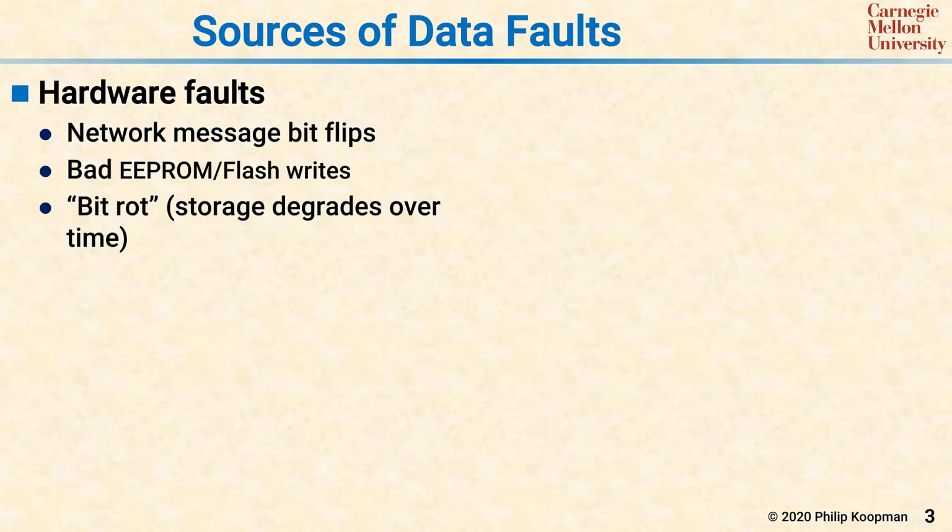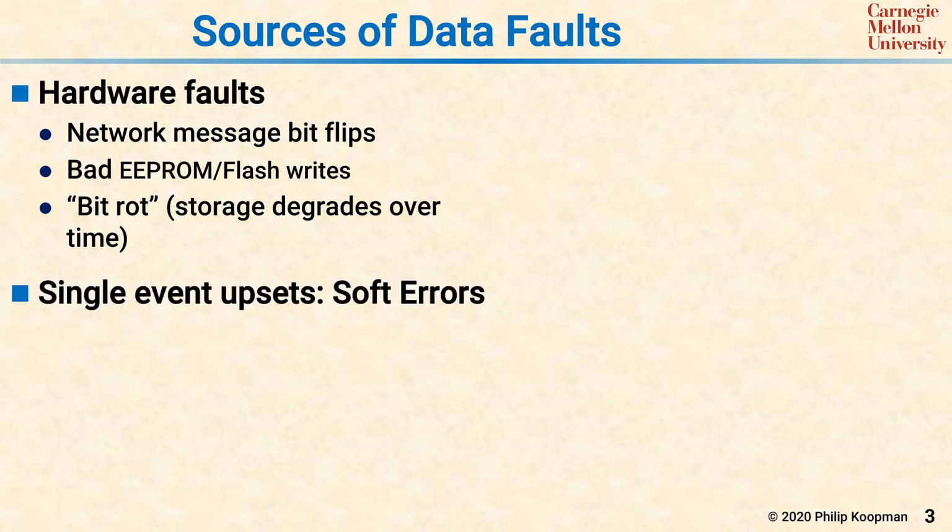During computations, you can get single event upsets, otherwise known as soft errors. For decades, it's been known that these happen on a regular basis, but they happen moderately infrequently. So it's not the sort of thing that a programmer runs into very often. But if you have a big fleet of deployed systems and they're safety critical where all the computations have to be accurate, you'll find out that soft errors start to become a problem.